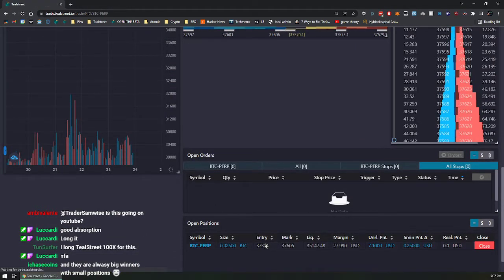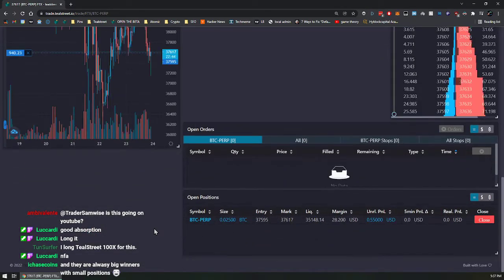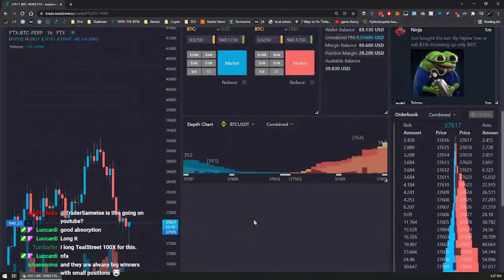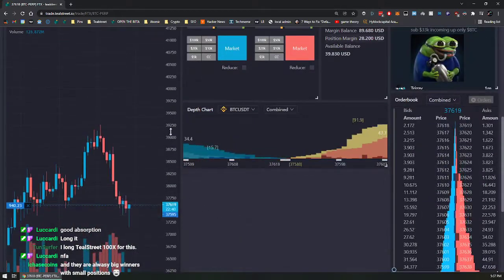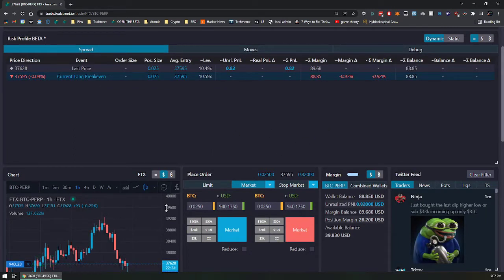What's going on? Hold on one sec. Oh, that's weird. Okay. So I have a long now. So I longed, and I am currently in profit based on the last price. So here's my entry, and here's my unrealized P&L.